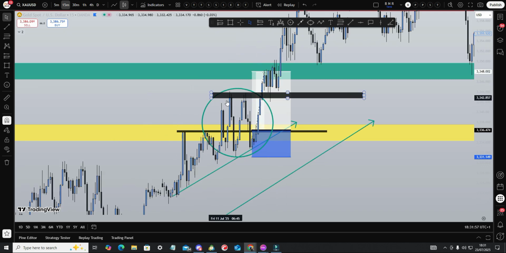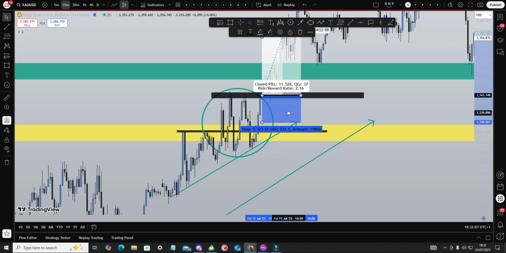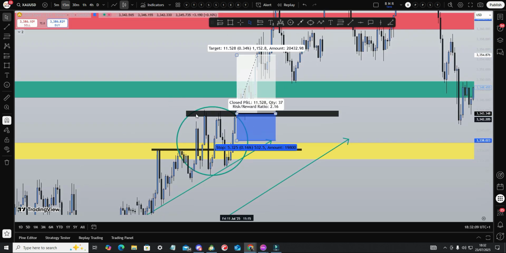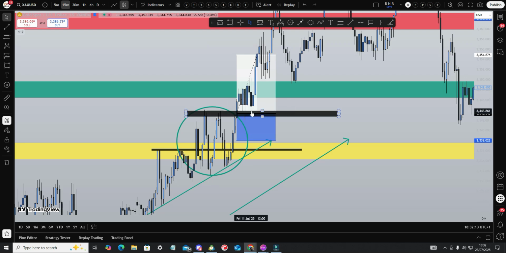Now the problem with this is also another major 4-hour zone. You see what I'm saying? This is a major zone. So you can't just take your entry from here. Even though everything in this zone is valid, and in this example it would work, you can't just take your entry from here.